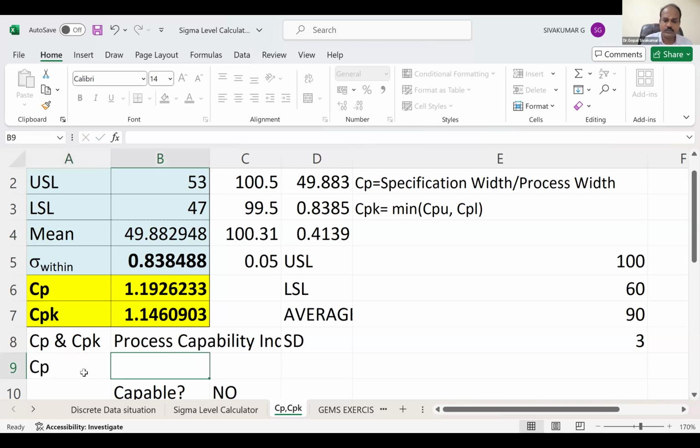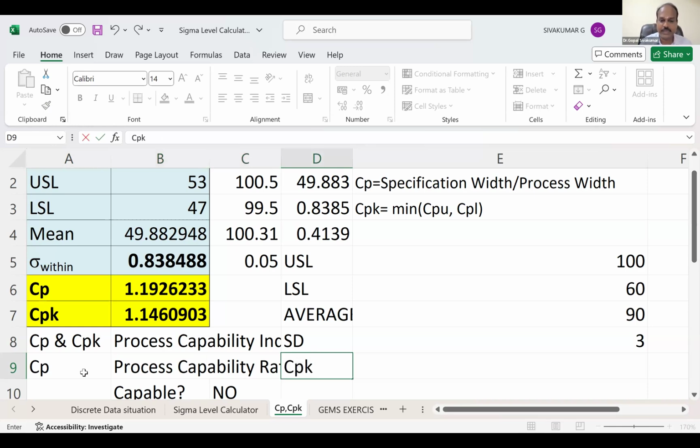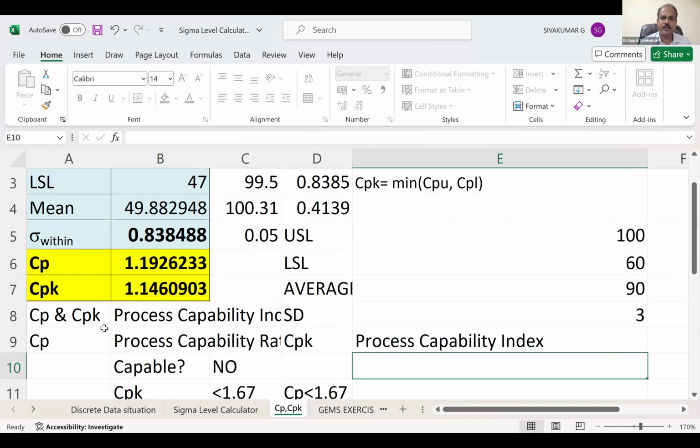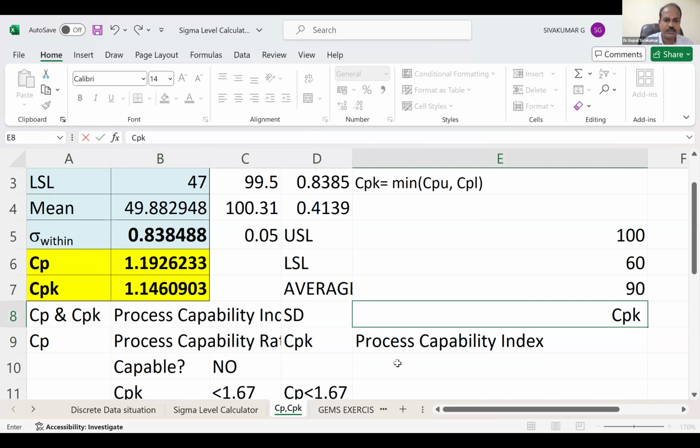And out of the two, the CP is known as process capability ratio, and the CPK is known as process capability index. All right. See, one is ratio, the other one is index. And which is better? I'll tell you. CP. Okay, where am I typing? Yeah, I'll tell you.